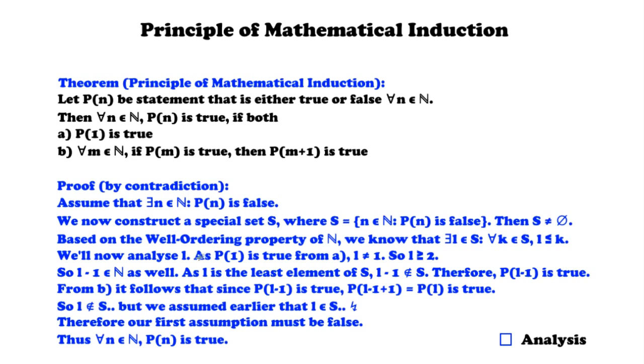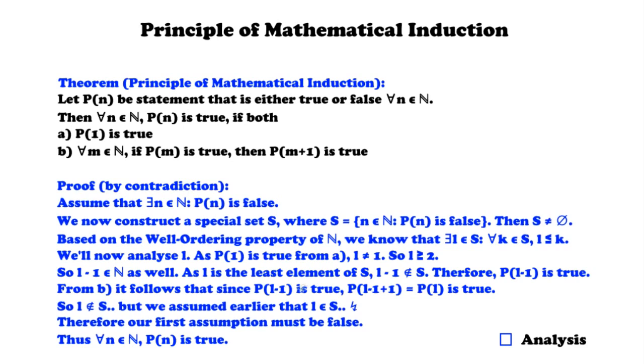So now let's analyze this L that we have found. Well, using our theorem, we know that from condition A, P1 must be true. So L can't be 1, as L is an element of S, and S is defined as containing all elements for which Pn is false, and P1 is true, so L can't be 1. Therefore, L is greater than or equal to 2. Therefore, we know that L minus 1 is an element of the natural numbers, because L is greater than or equal to 2, so it's a safe thing to say that.